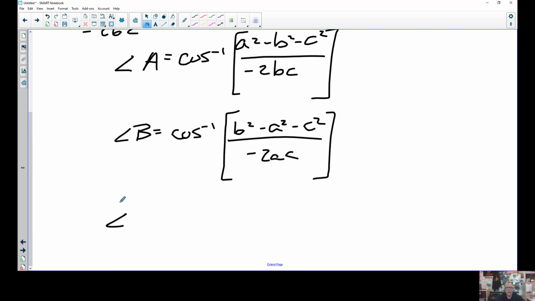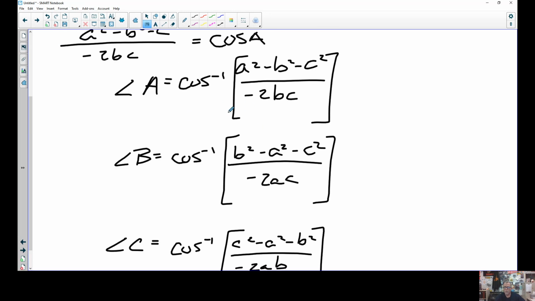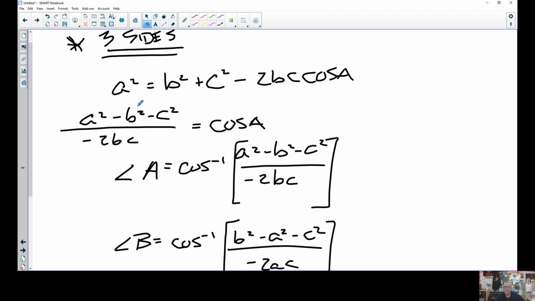All right, angle C would be equal to cosine inverse of C squared minus A squared minus B squared over a negative 2AB. And we have everything we need. And you don't have to memorize these, honestly. If you memorize the original one, this up here, you can just solve for it. Subtract each of these quantities, then divide by what's multiplying cosine A, and just go backwards.